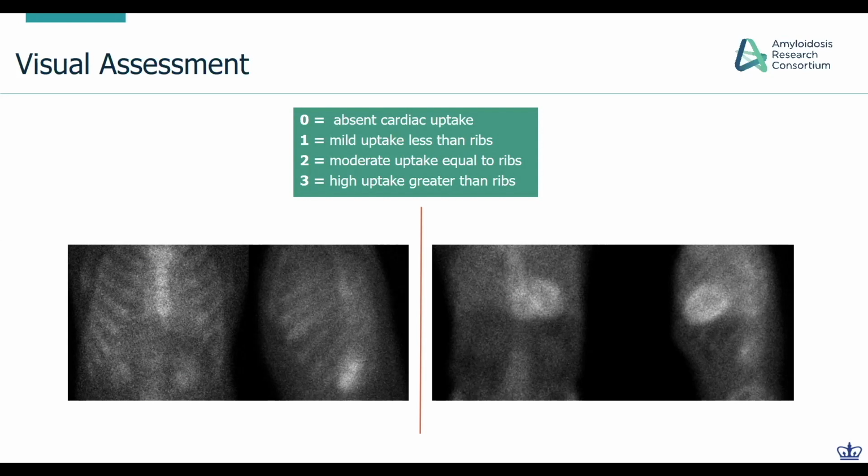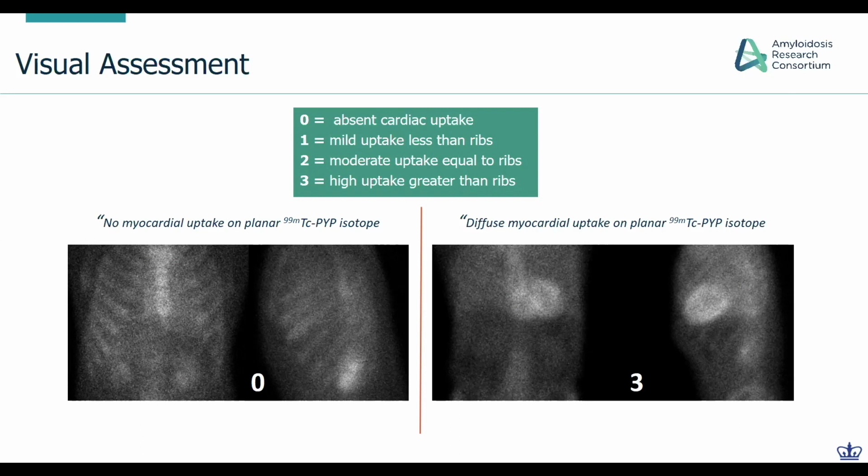If there's any uptake in the heart, we look at the lateral view because the lateral view separates the sternum from the myocardium, so you can see the uptake in the myocardium much more clearly. Then you look at the intercostal space and see if the uptake in the myocardium is equal to ribs, less than ribs, or greater than ribs, and give a score of 1, 2, 3. 1 is less than ribs, 2 is equal to ribs, and 3 is greater than ribs. In this first image, the score is 0. The second important thing, when there is myocardial uptake, is the pattern of uptake, whether it is focal or diffuse. In amyloidosis, you only get diffuse uptake.